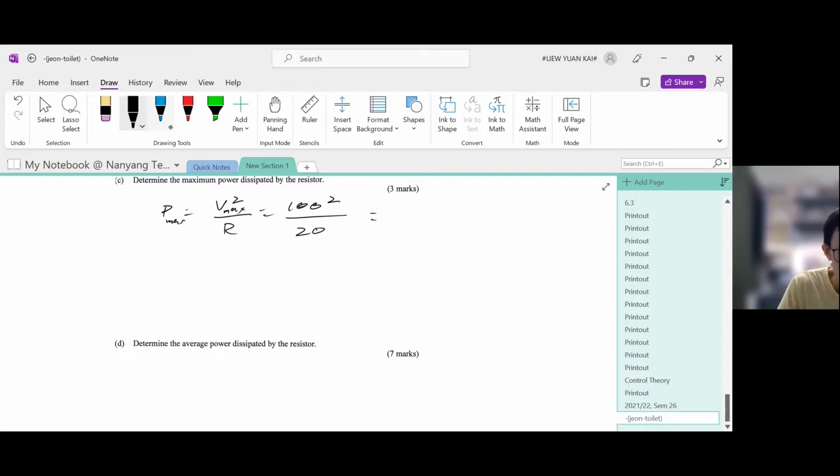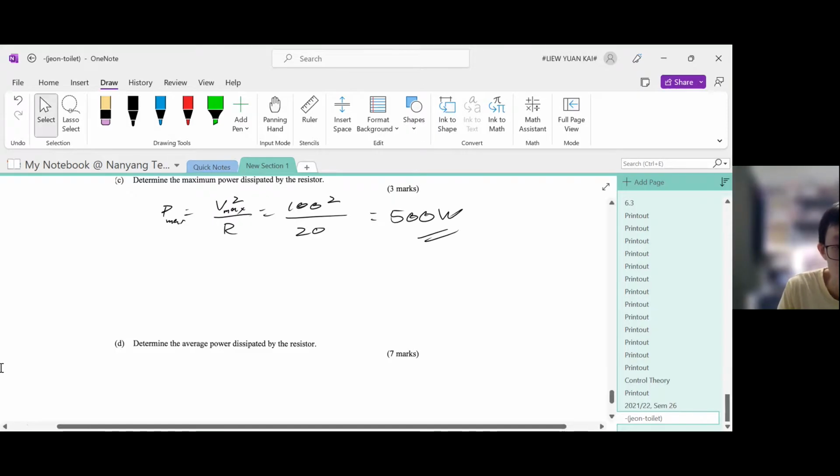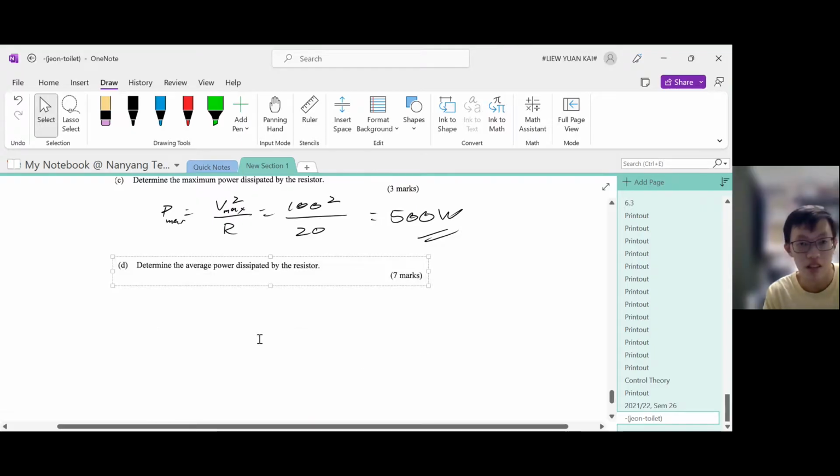Okay, so this will give me 500 watts. Okay, that's the answer. Determine the average power dissipated by the resistor.